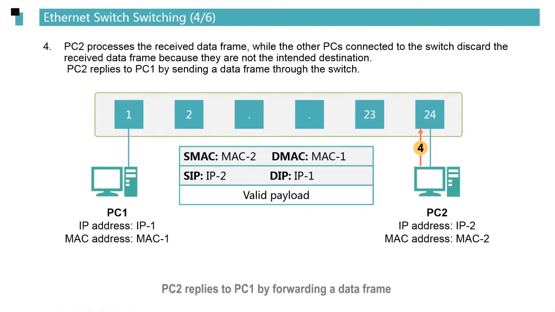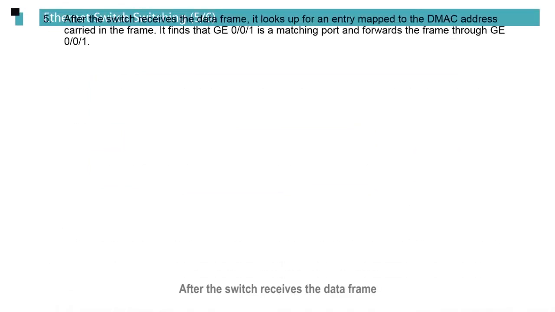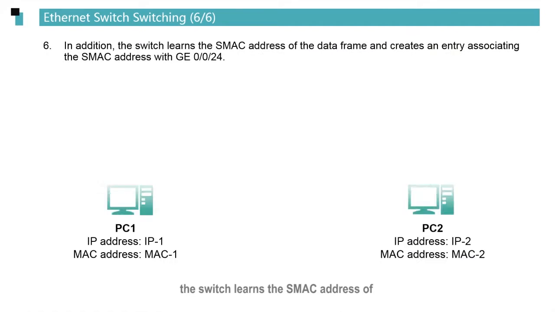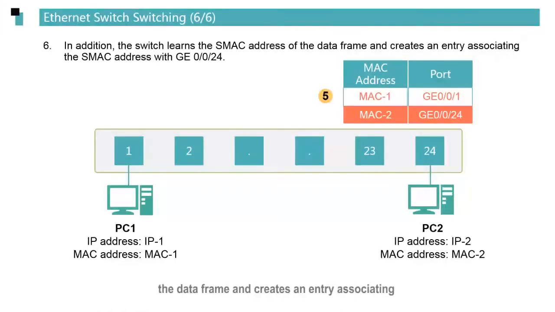PC2 replies to PC1 by forwarding a data frame through the switch. After the switch receives the data frame, it looks for an entry mapped to the DMAC address carried in the frame. It finds that GE0/0/1 is the matching port and forwards the frame through GE0/0/1. In addition, the switch learns the SMAC address of the data frame and creates an entry associating the SMAC address with GE0/0/2.